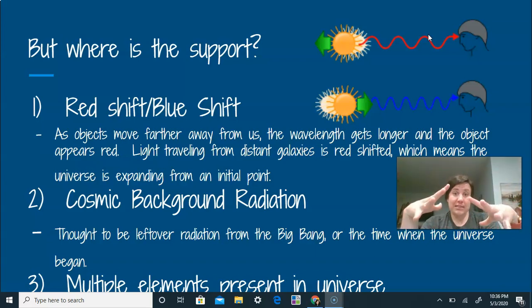And we have observed distant galaxies. They are showing more of a red shift, which is telling us that it is expanding from an initial point, which supports the Big Bang Theory.